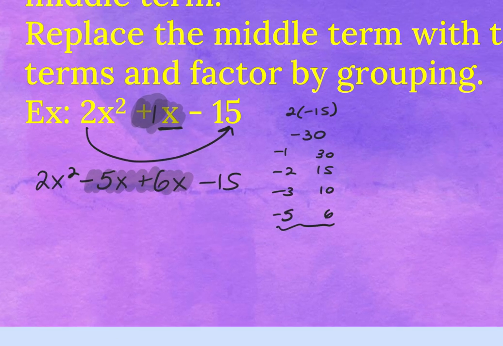Okay, now we factor by grouping. So factoring by grouping is something you do when you have 4 terms. We literally group them in pairs. So I would put the parentheses around the first 2, put the parentheses around the last 2.